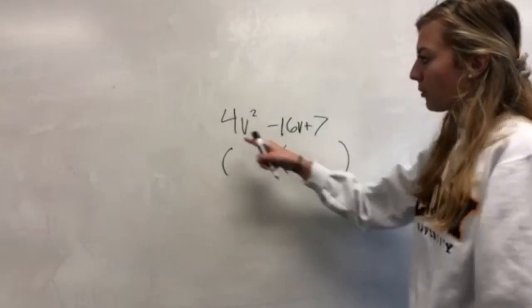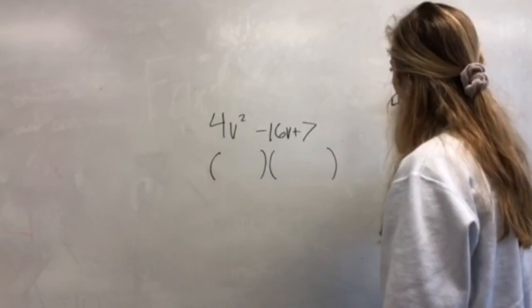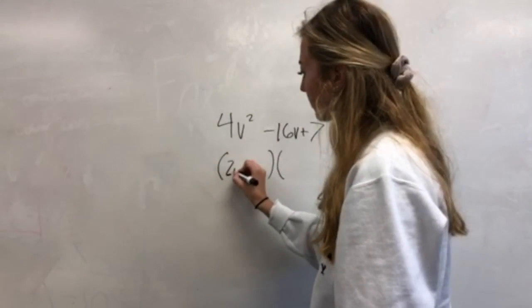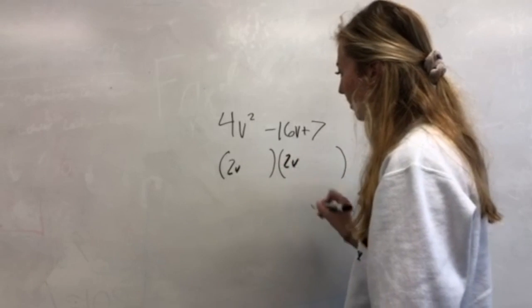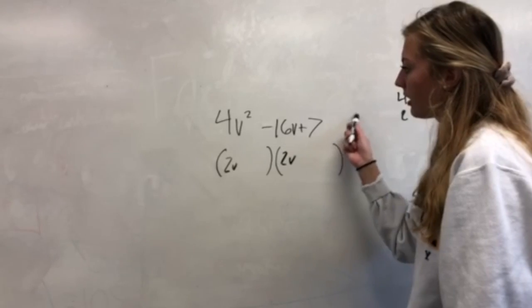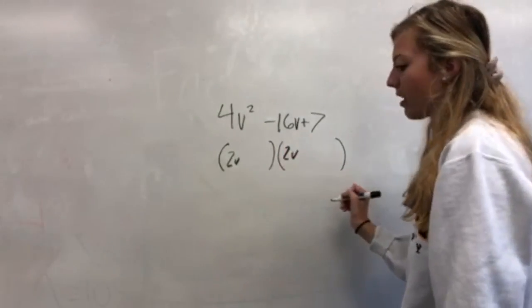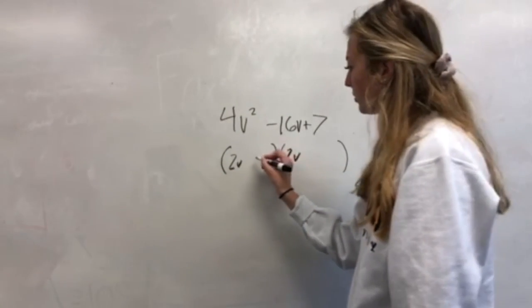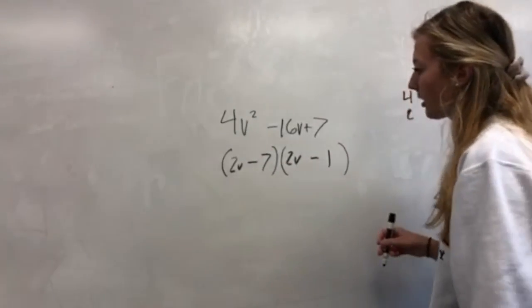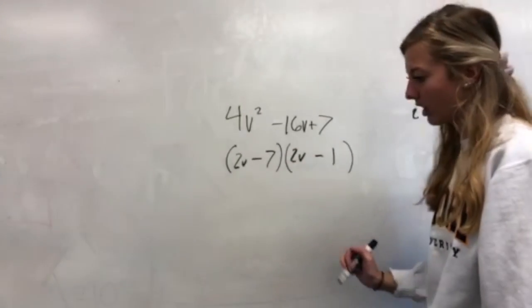Okay, so now we're going to try to find all the numbers that multiply to 4. So it's 4 and 1, and 2 and 2. So we'll try 2 and 2. Okay, now we think of numbers that multiply to 7. So 7 and 1. So we'll try it out here. We'll do -7, -1.